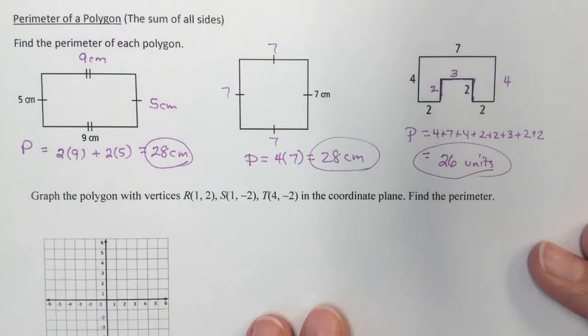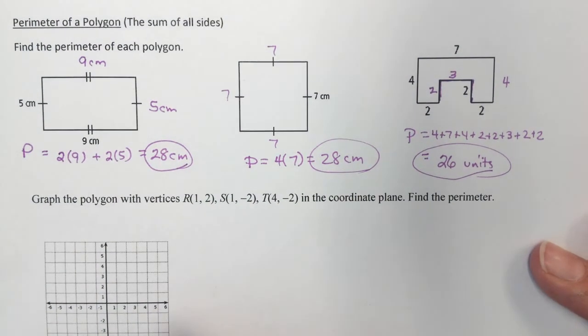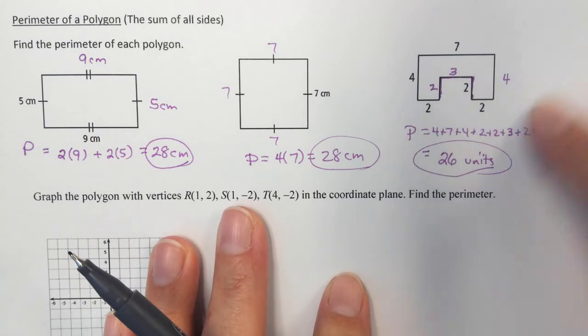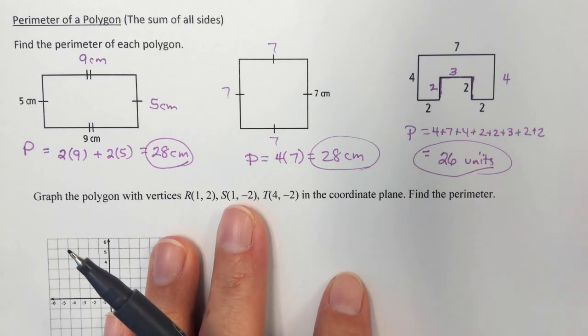If you can see that and you find that easier, then by all means use that shortcut. If that's a little bit hard to follow, don't worry about it. Just add up all the sides. It's the safest thing to do.